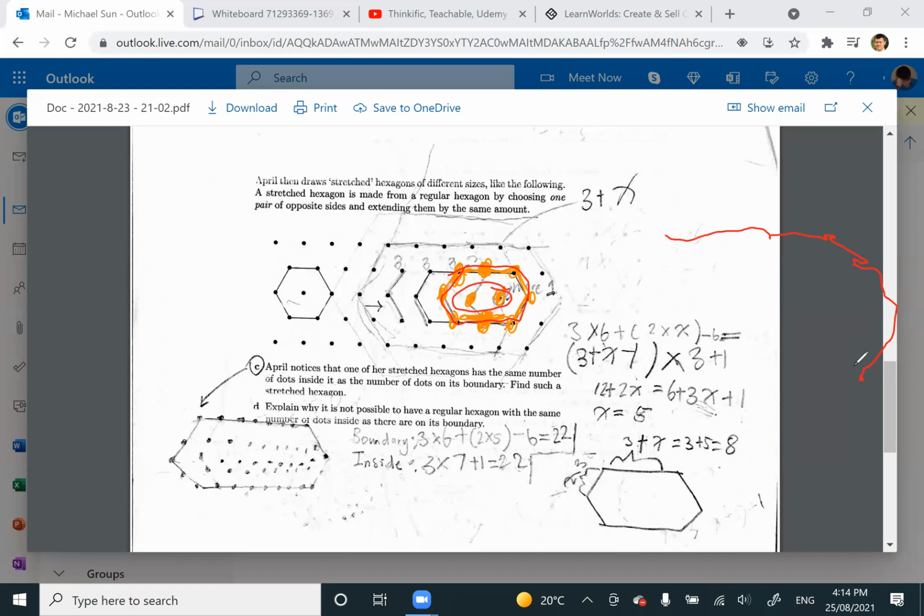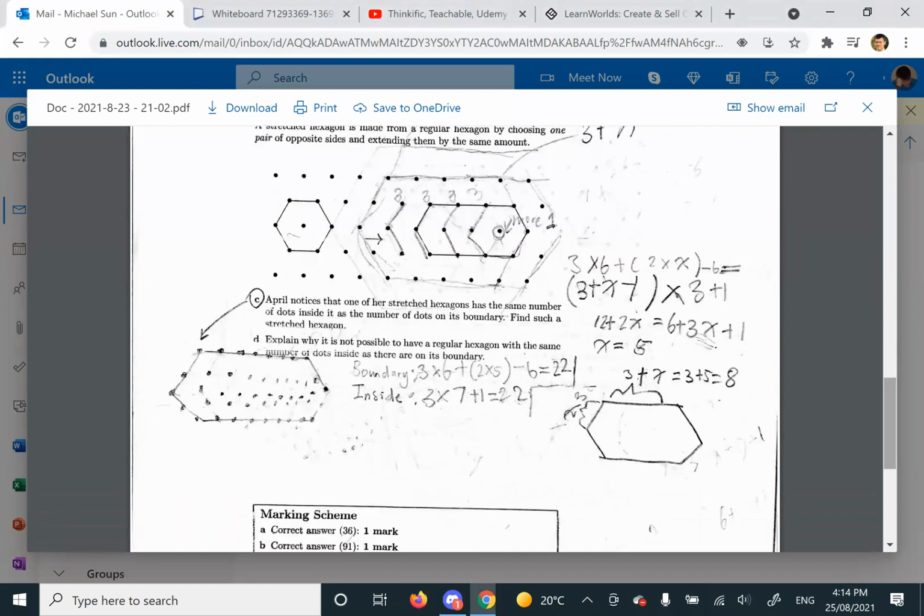Explain why it's not possible to have a regular hexagon with the same number of dots inside as there are on the boundary. You could probably actually explain this one first because you already did.